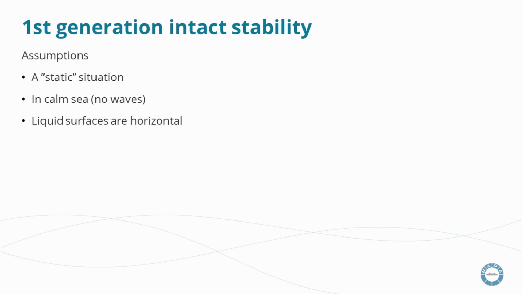So what do we have in the first generation intact stability criteria then? Well, to start with, there are a few assumptions that are good to be aware of. The situation is considered to be static. The stability is measured in a calm sea, apart from the weather criterion perhaps. Liquid surfaces are horizontal.